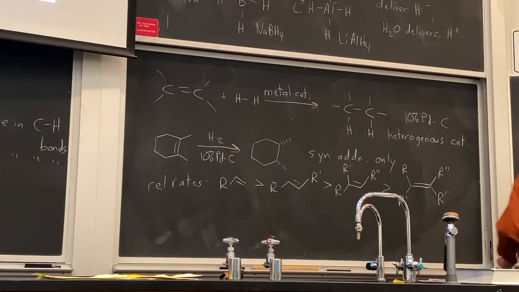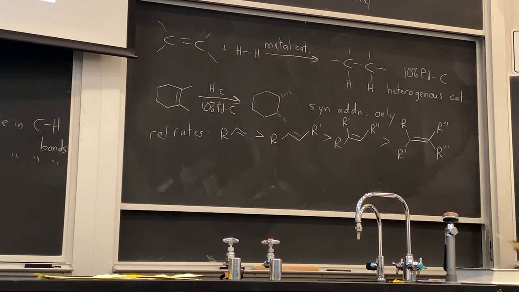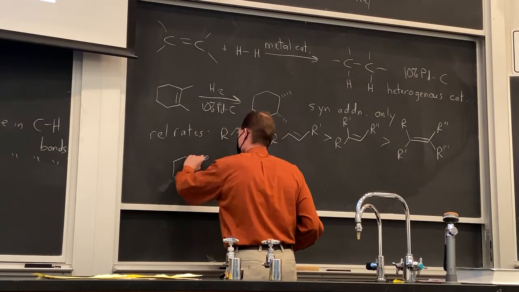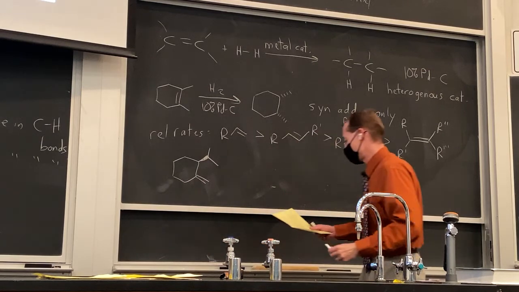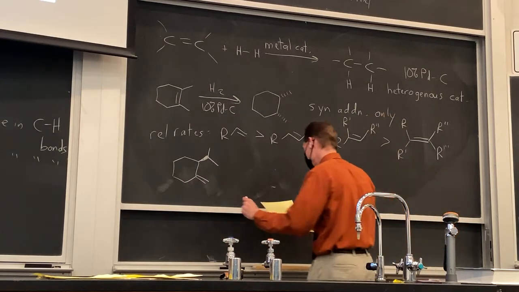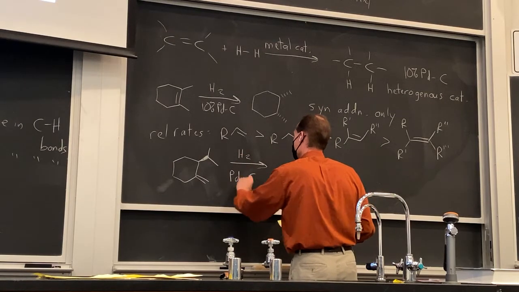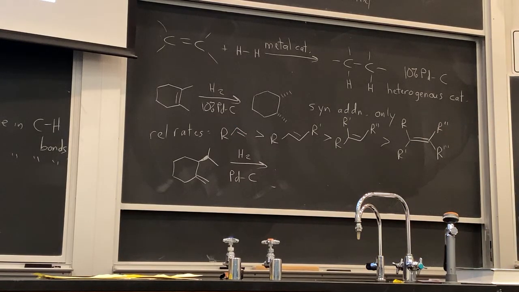So we've talked about syn addition. There's another element of stereochemistry that we should address. Let's say that we have an alkene looking like this. And we react that alkene with hydrogen and our palladium carbon. This is a chiral alkene. Of course, the alkene is not a stereocenter, but we do have a stereocenter in this molecule.